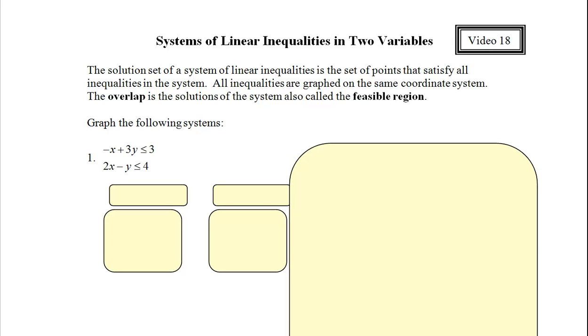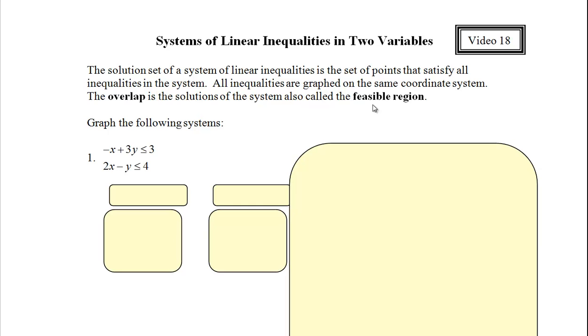Now we're going to look at systems of linear inequalities in two variables. The solution set of a system of linear inequalities is a set of points that satisfy all inequalities in the system. All inequalities are graphed on the same coordinate system or plane, and the overlap is the solutions of the system. It's also called the feasible region. The base word, feasible, means usable, possible solutions.